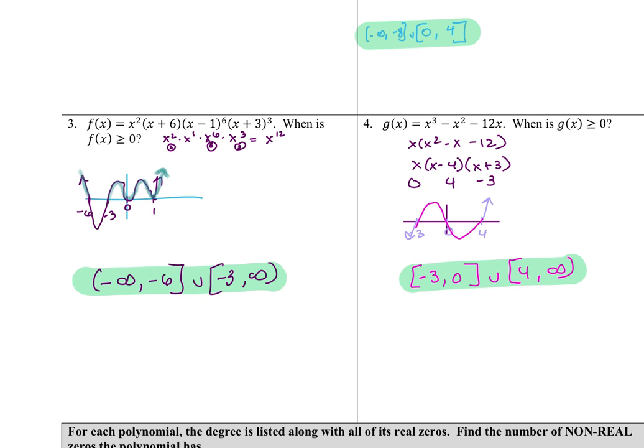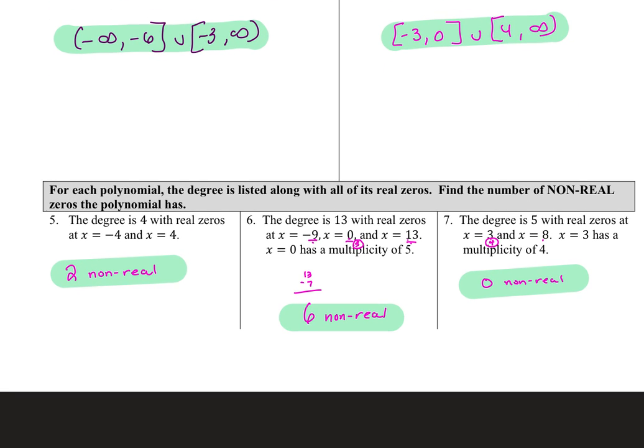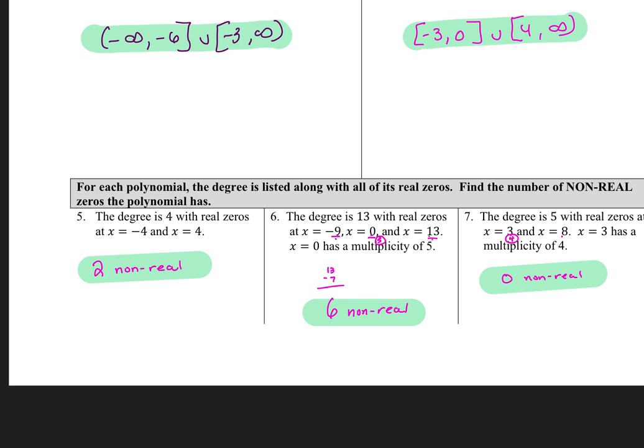Questions on those? Okay, then this one is just saying find for each polynomial, the degree is listed along with the real zeros. Find the number of non-real zeros. So remember that non-real plus real have to add up to the degree. So if there are 2 real ones for 5, that means there's 2 non-real ones. For 6, there are 6 non-real ones. And for 7, there are 0 non-reals.